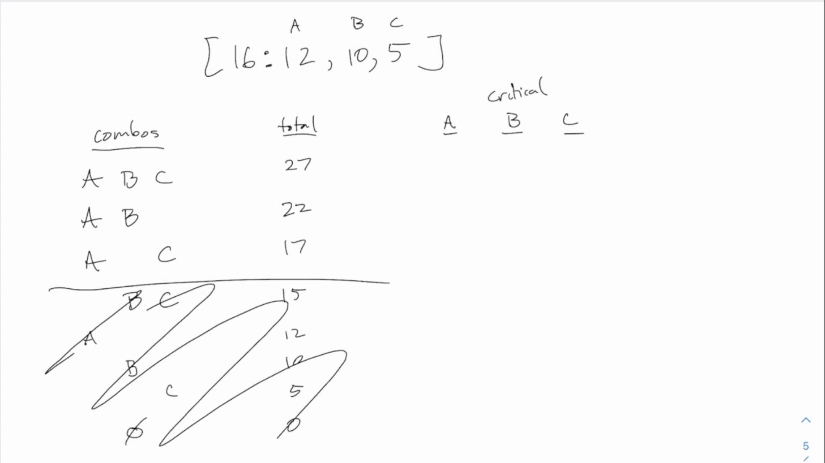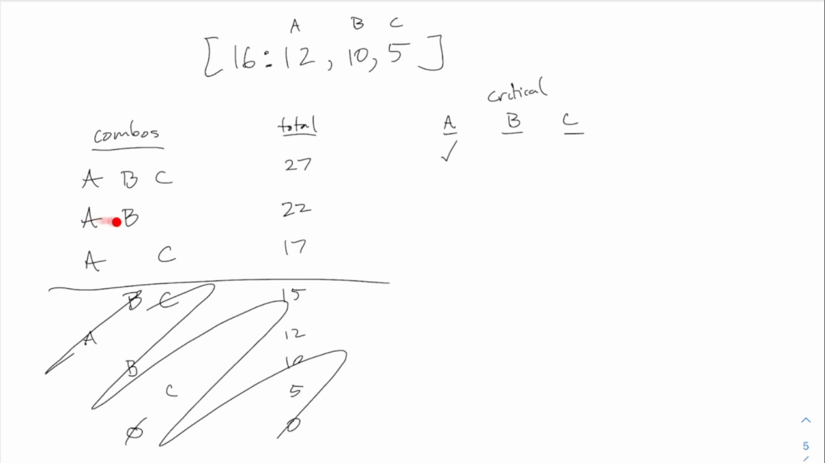I'm going to decide in each case, is A critical or not? And then is B critical or not? So in the first line, we decided when we thought this through before that A is critical, but B and C are not. So I'm going to indicate that by doing this. This means A is critical. That's because in A, B, C, A has 12 votes. And if you took away the 12 here, it would go down to 15, which is not meeting the quota anymore. So A is critical, but B and C are not.